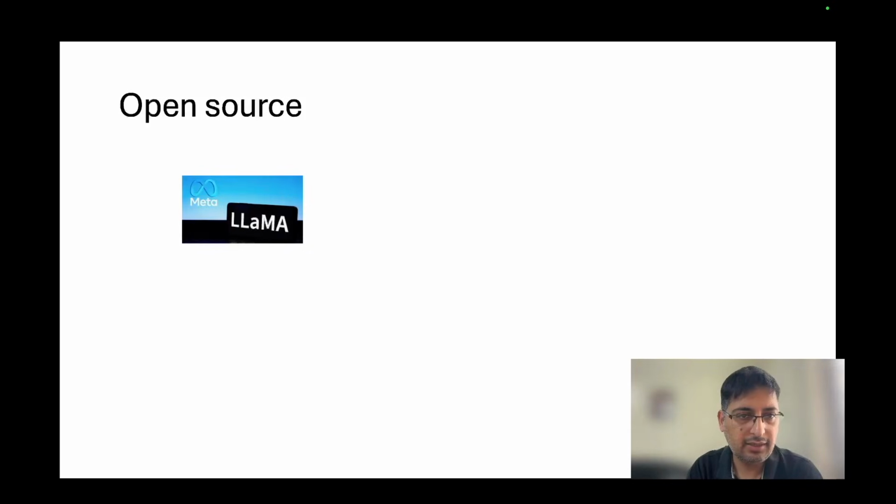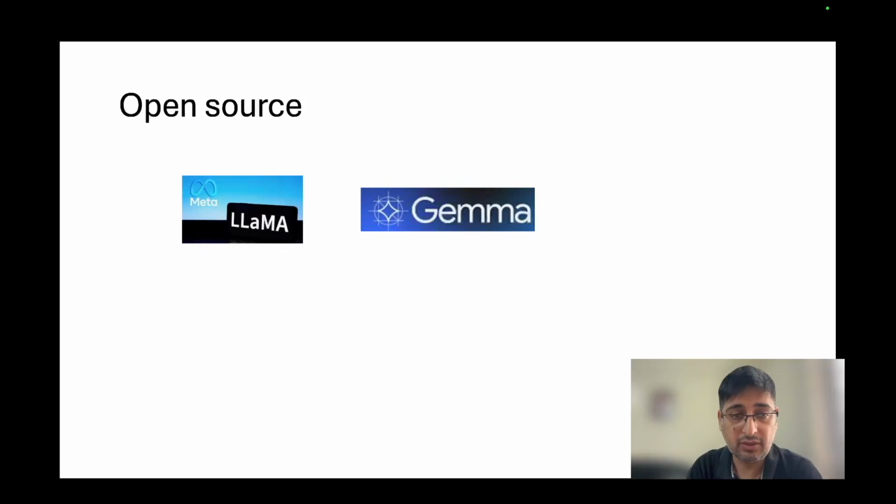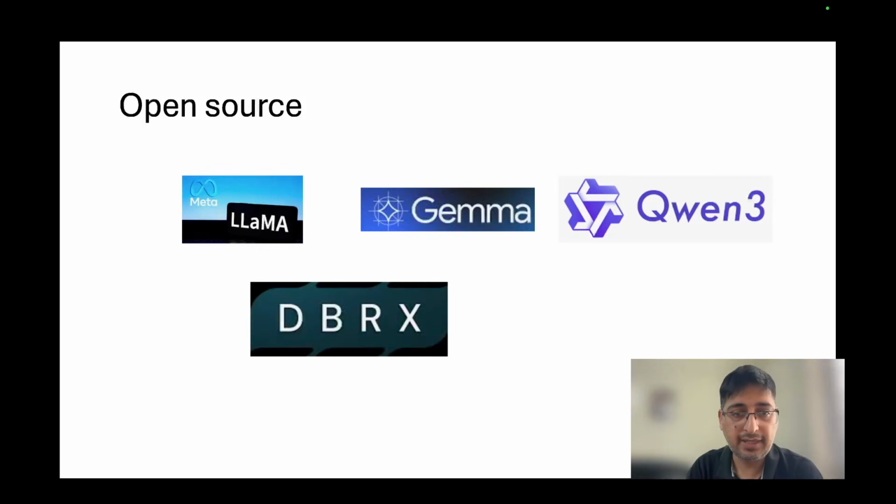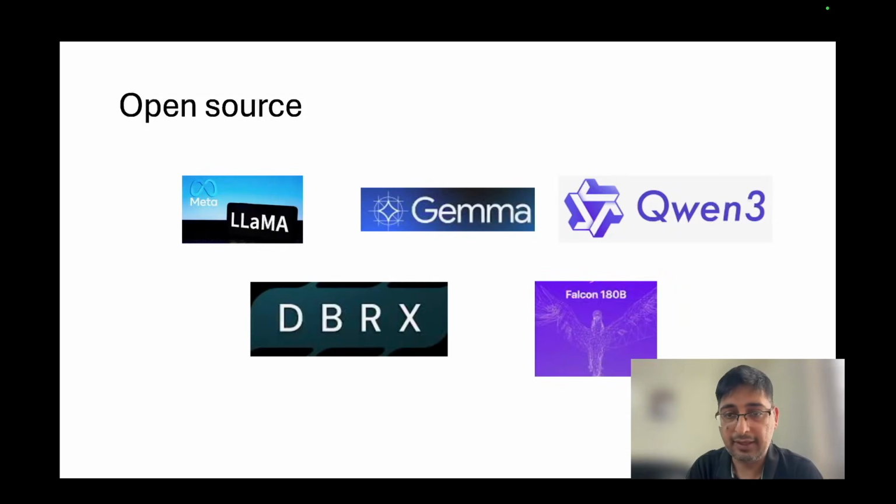Then there are a class of models which are open source. Llama is by Meta. It may not be as accurate as the foundation models or the paid models that you see, but it's free. This enables a lot of developers to use it and improve it and build applications on top of it for free. Then there is Gemma by Google, and then there is Qwen by Microsoft, DBRX from Databricks, and Falcon. Falcon is a model which is created by the UAE government, and it is also considered to be fairly popular.